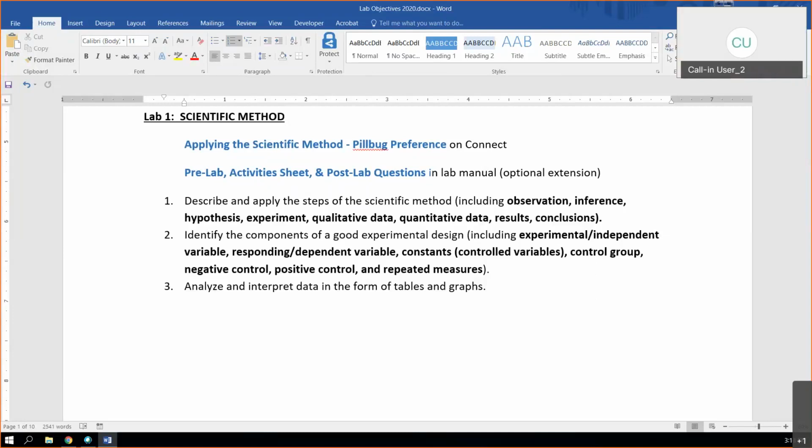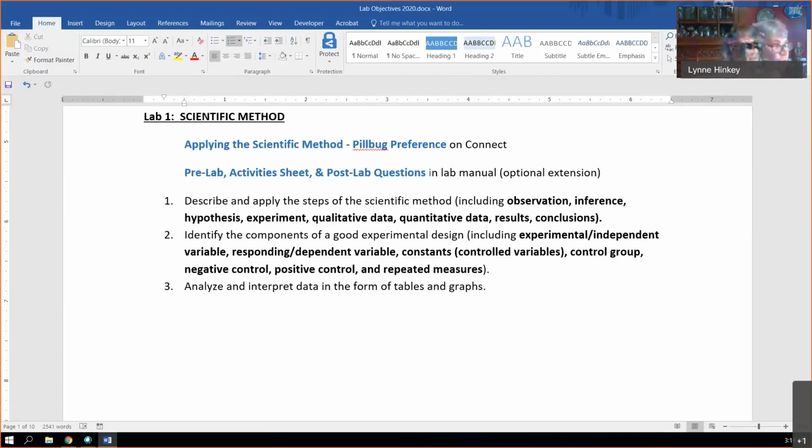And then I think it was when we did the macromolecules, we really had a positive and a negative control, so you could look at that. Not all experiments have a positive and a negative control, but they all have a control group.